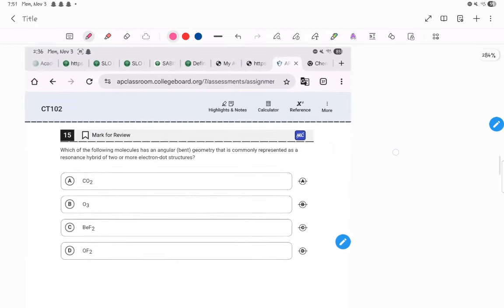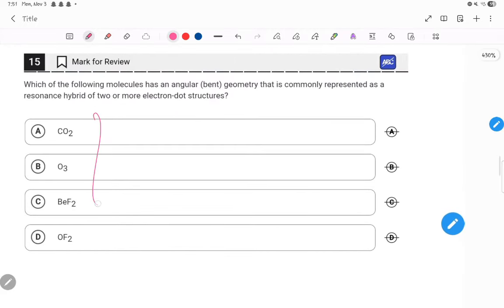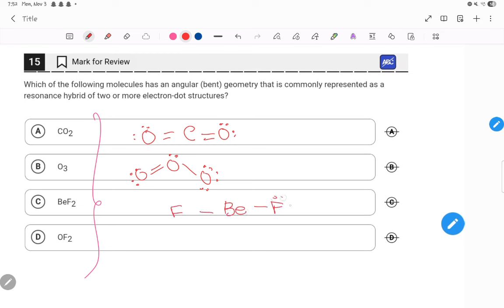What does it say in question number 15? Which of the following molecules has an angular bent geometry? That's commonly presented resonance. So very simply, CO2, we know how it looks. It's like this, right? Now, O3, how does O3 look? I'm just going to check really quickly. O3 looks like this. Okay, this is how O3 looks. Now, BeF2, if I'm not mistaken, is a linear structure because it will look like this. Be, F, F, right? Okay, so it's a linear structure.